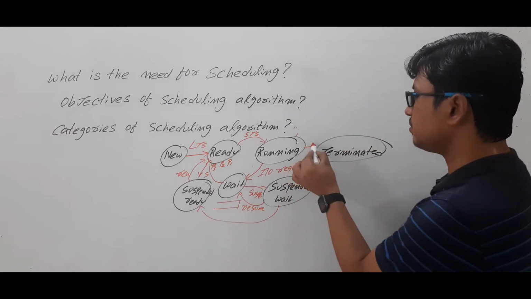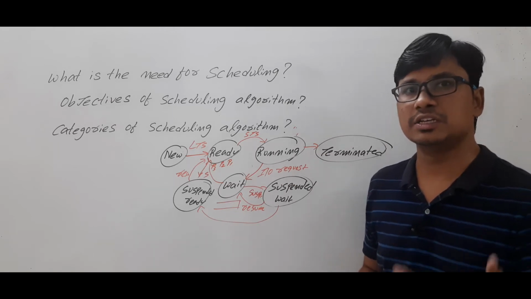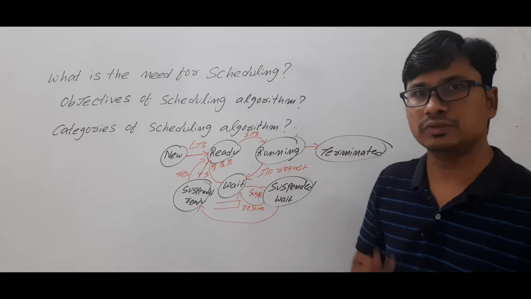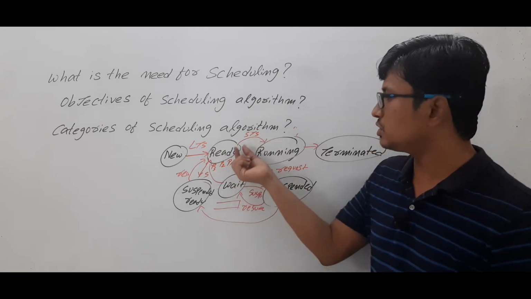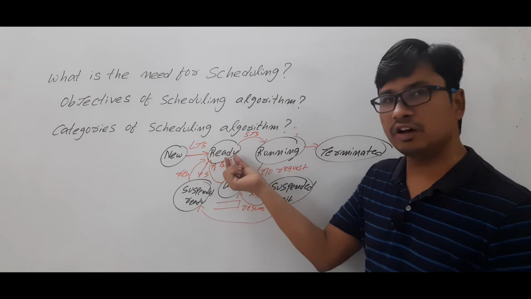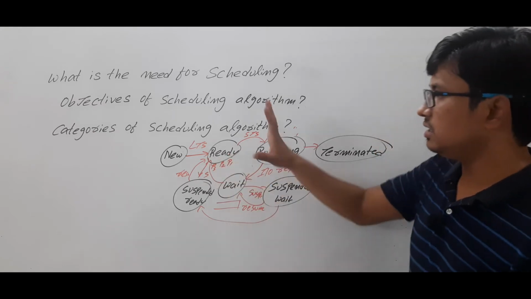Once the process has completed its task, it will go to the terminated state. Whatever resources have been allocated, all the resources will be deallocated. So the purpose of the scheduling algorithm is to schedule or dispatch one of the processes from the ready queue to the running state. Is it clear?